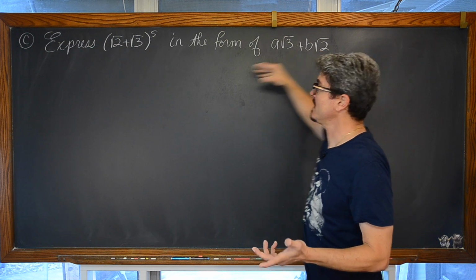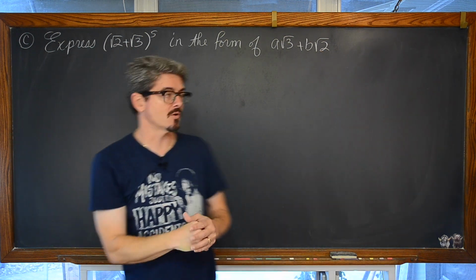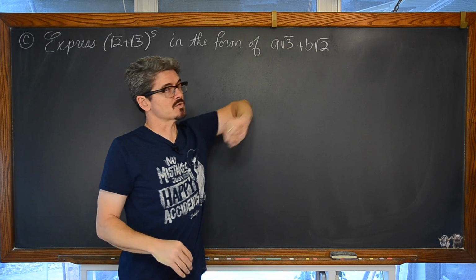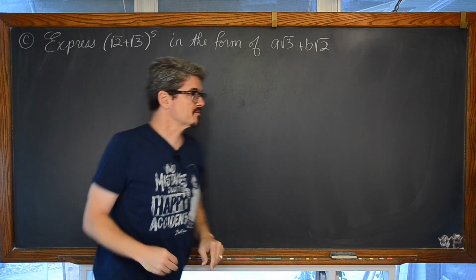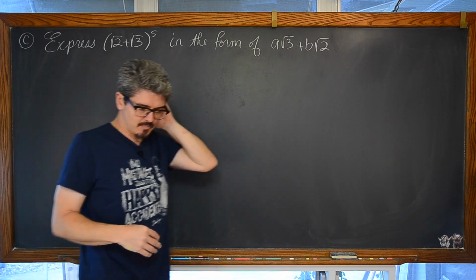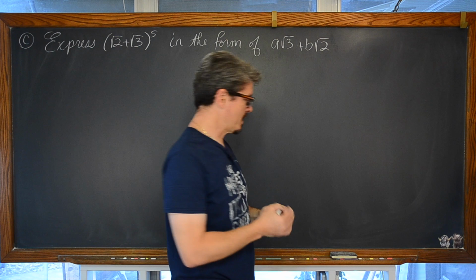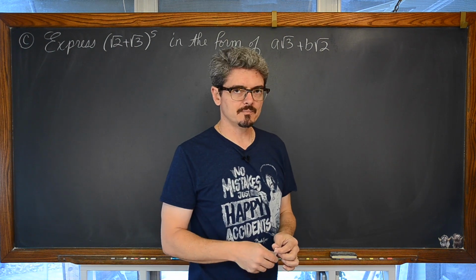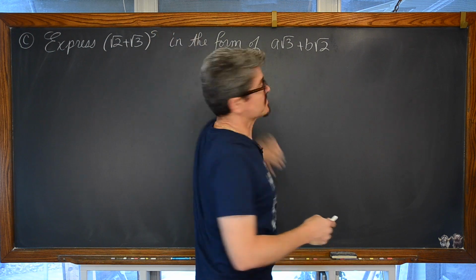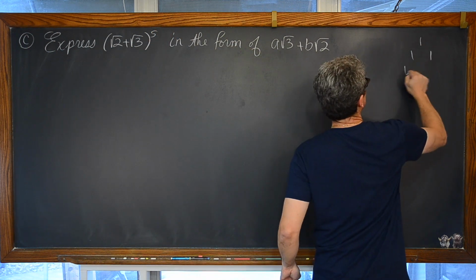So basically, when we get done expanding this and combining all of our like terms, we're just going to have a coefficient of some a on the square root of 3, and b on the square root of 2. And we're looking for a full expansion, and this is just a power of 5. So I'm going to quickly do a Pascal's triangle. I have to work out the binomial coefficients for all of the 6 terms we're going to have in the expansion.